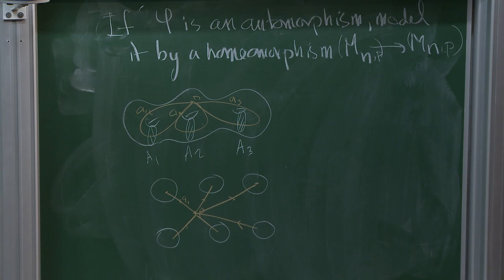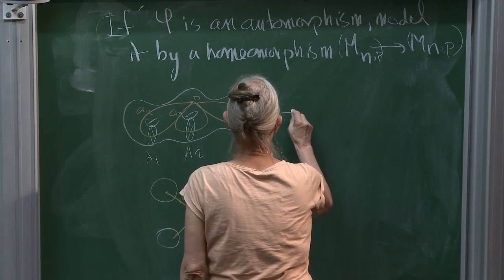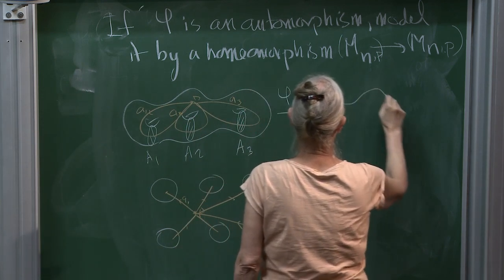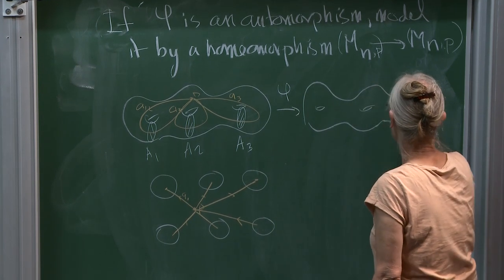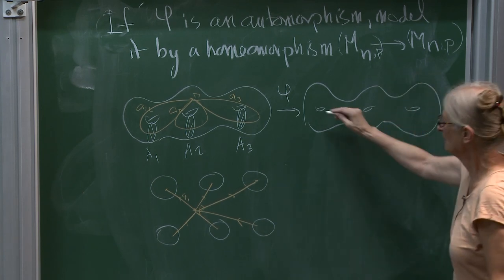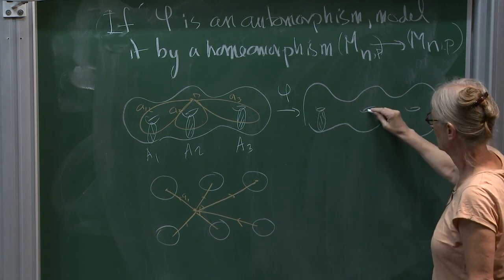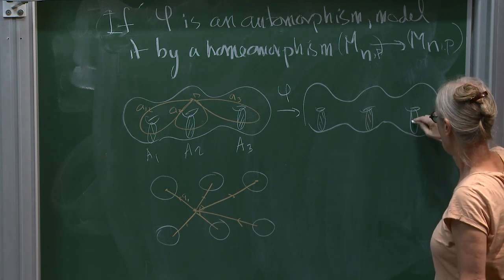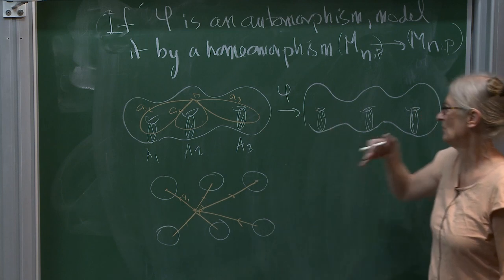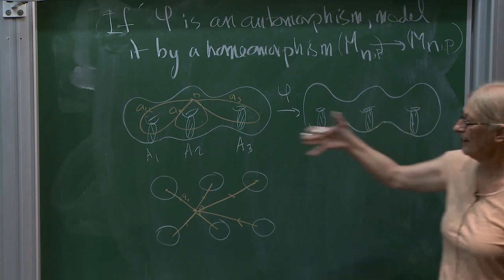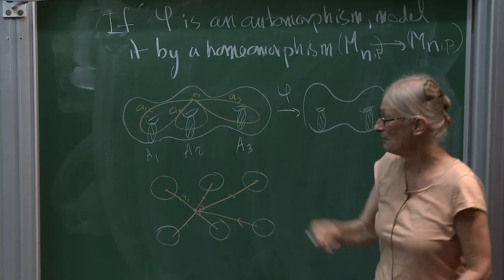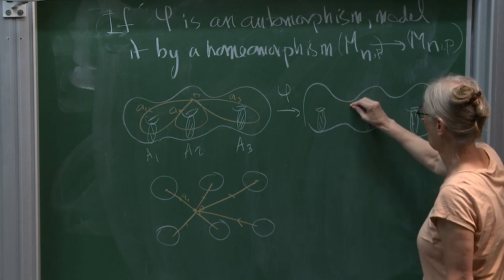Okay, so now I'm going to apply my homeomorphism and watch what happens to the orange graph. I'm going to keep the A's the same place they were before. I have a homeomorphism from this manifold to this manifold. I'm not looking at the moment at what happens to the spheres. I'm looking at what happens to the orange graph. What happens to the orange graph? Well, P goes to P.